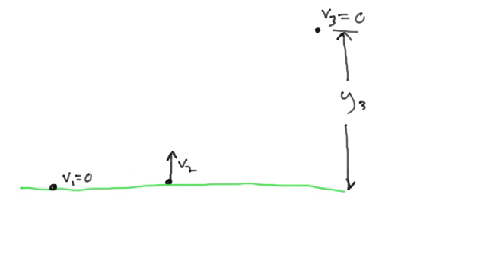and leaves the ground with a velocity that I'll call v2, and then flies into the air up to a height I'll call y3, where it's got v3 equal to 0. Here it's got v1 equal to 0.